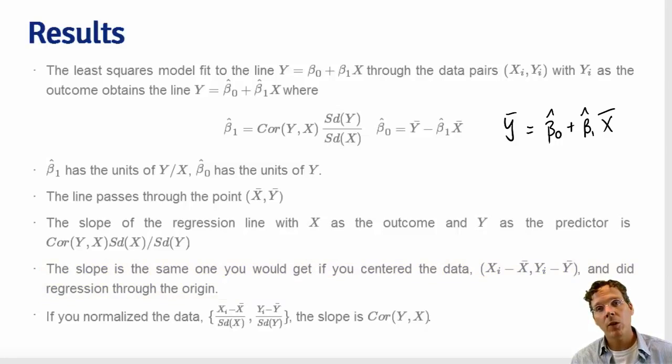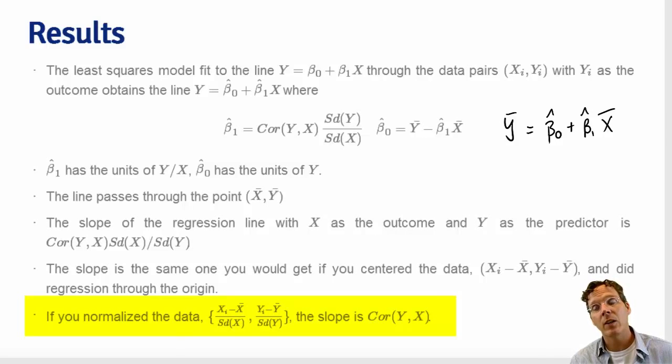I would also note that if you normalize the data, meaning not just center it but center it and scale it, the slope is exactly the correlation, because the standard deviation of the x variable is 1 and the standard deviation of the y variable is 1. We can see just from the equation for the slope that it will just be the correlation.